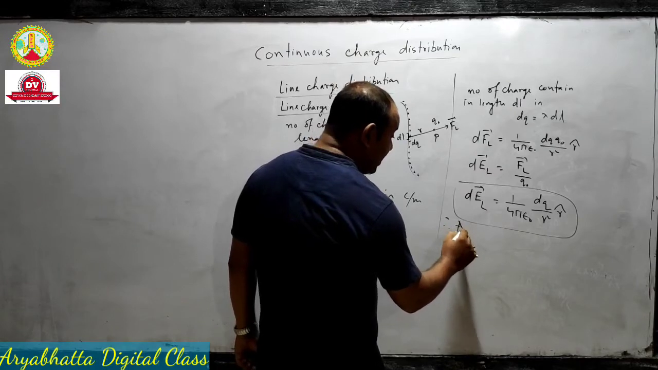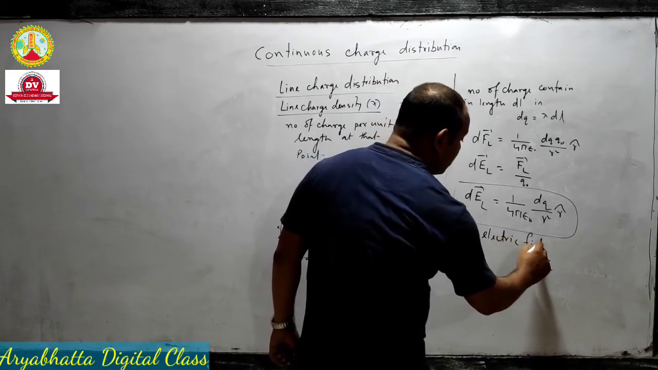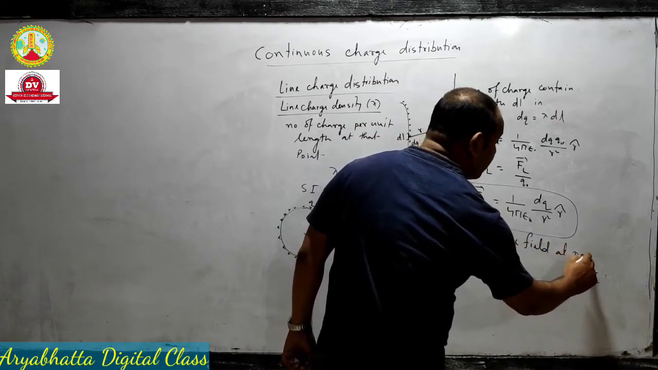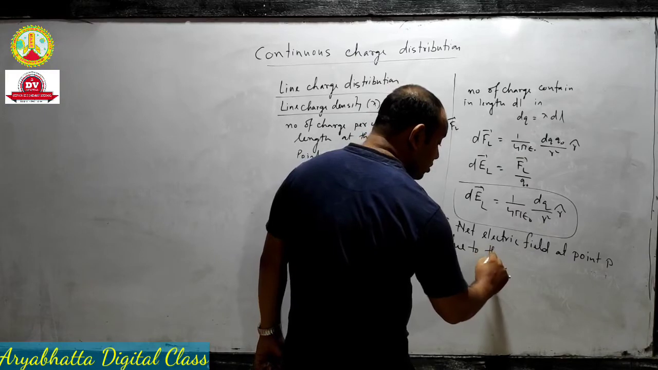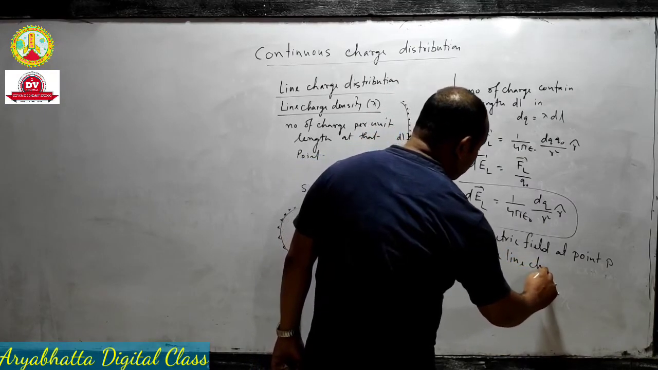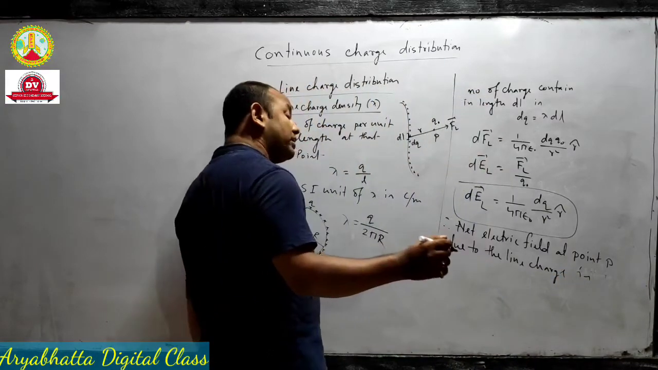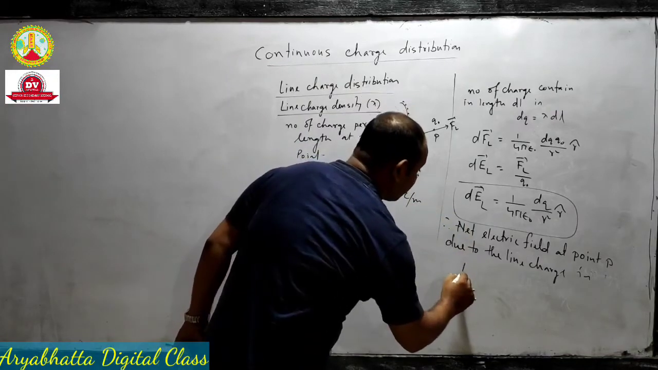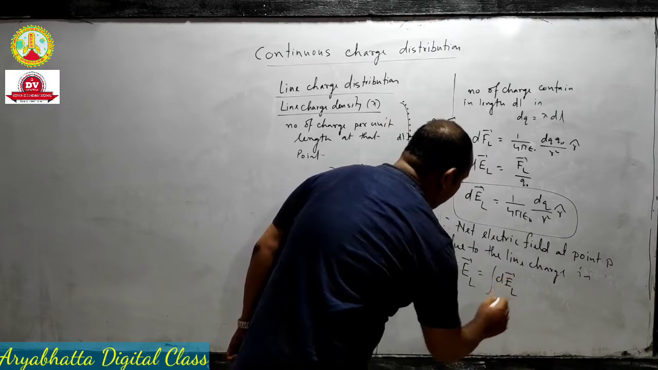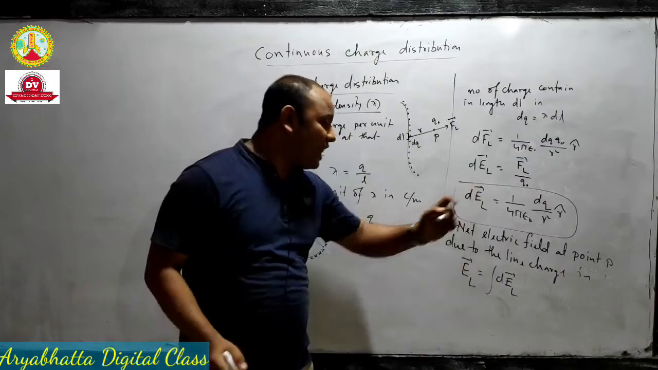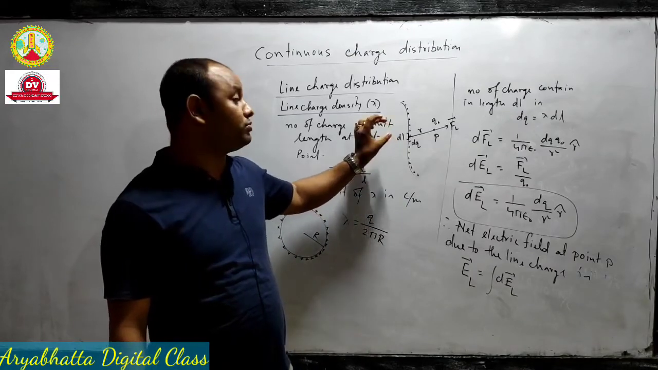Therefore, the net electric field at point P due to the line charge is, okay, what will be the total electric field due to this line charge? The total electric field EL will be equal to integration dEL. Okay, तो ये जो dEL है, this is the electric field for a very small length element और for a very small amount of charge dq.